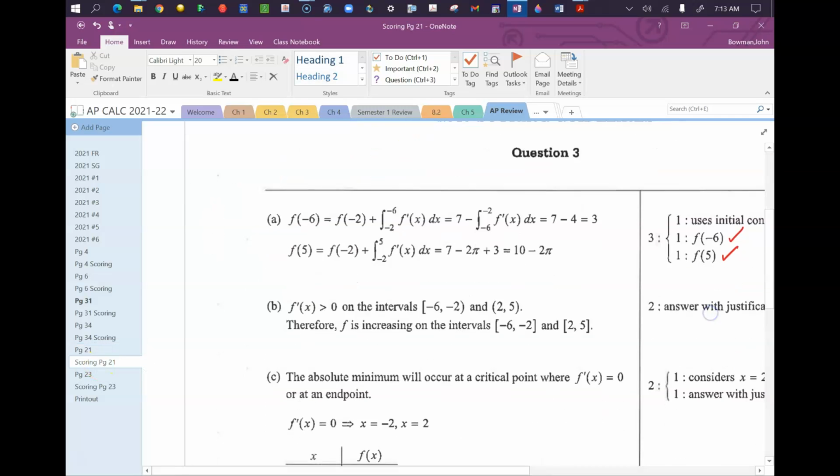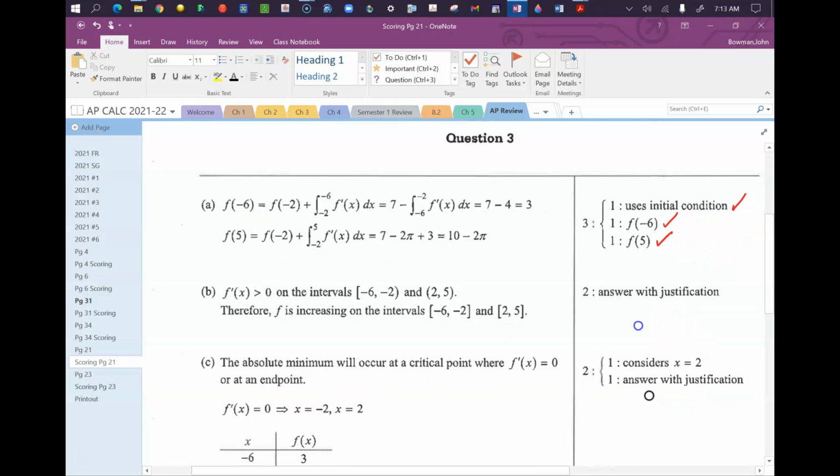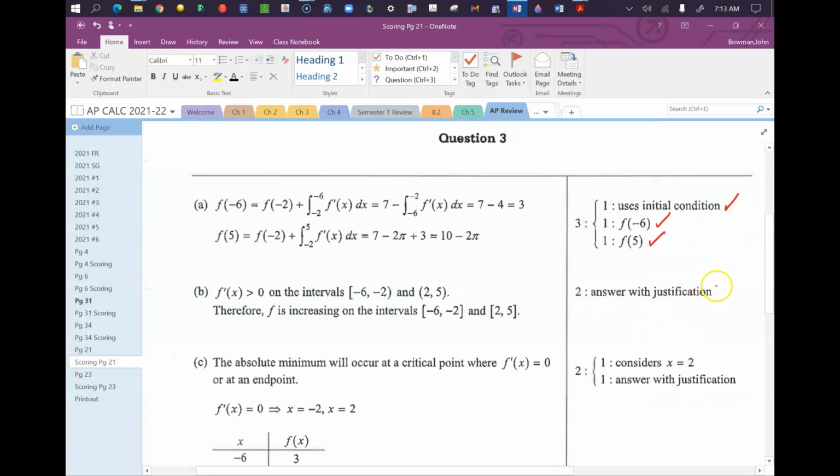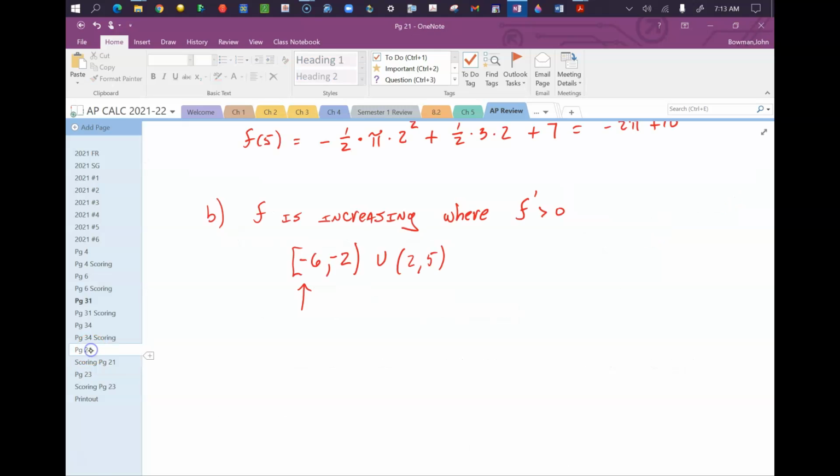So let's take a look at the scoring. Answer with justification, 2 points. So typically, if there's no justification, you get 0 credit for those.